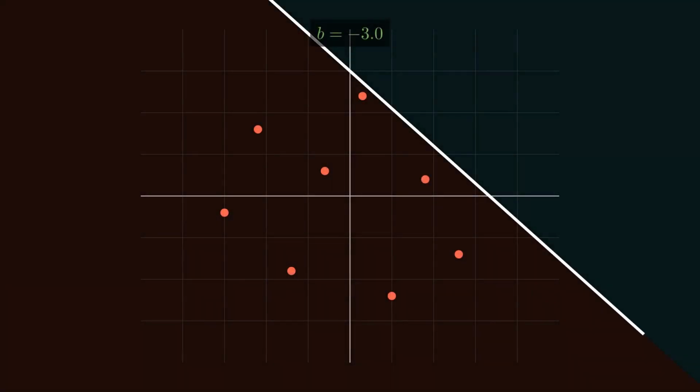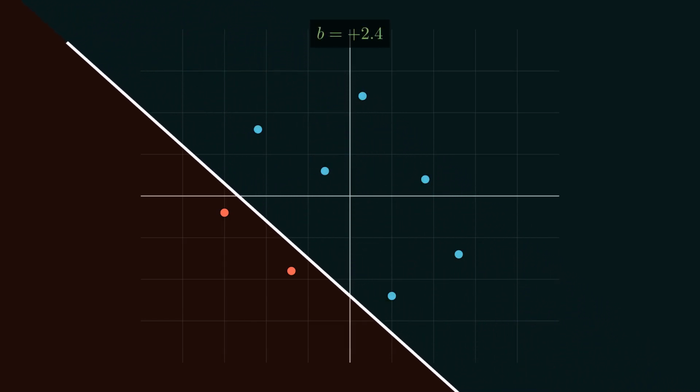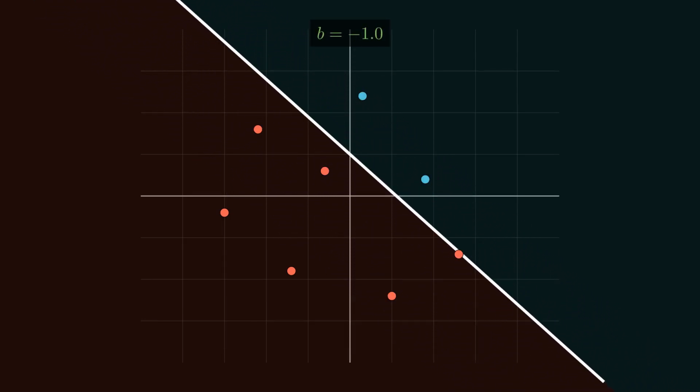The bias does something different. Keep the weights fixed and change b, the line slides, keeping its exact tilt, sweeping across the space like a sliding door. The bias sets the position of the boundary, how high the bar is before the neuron says yes. Weights tilt it, the bias moves it.